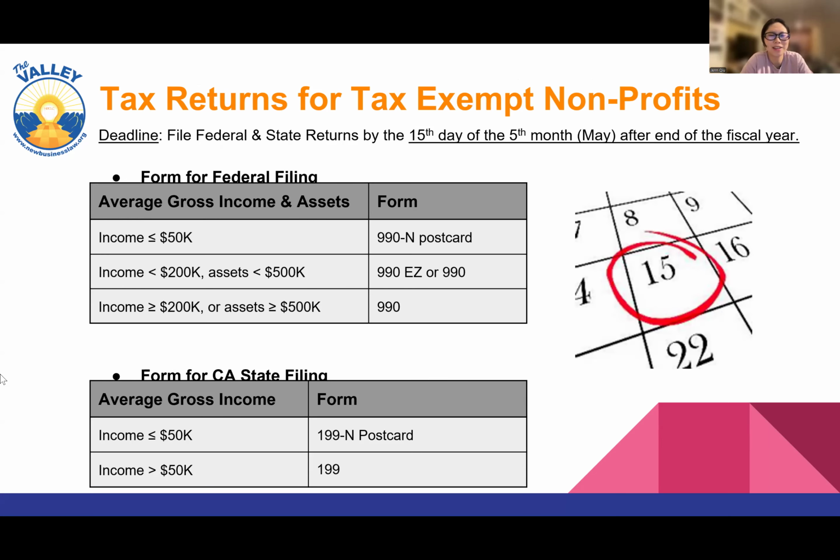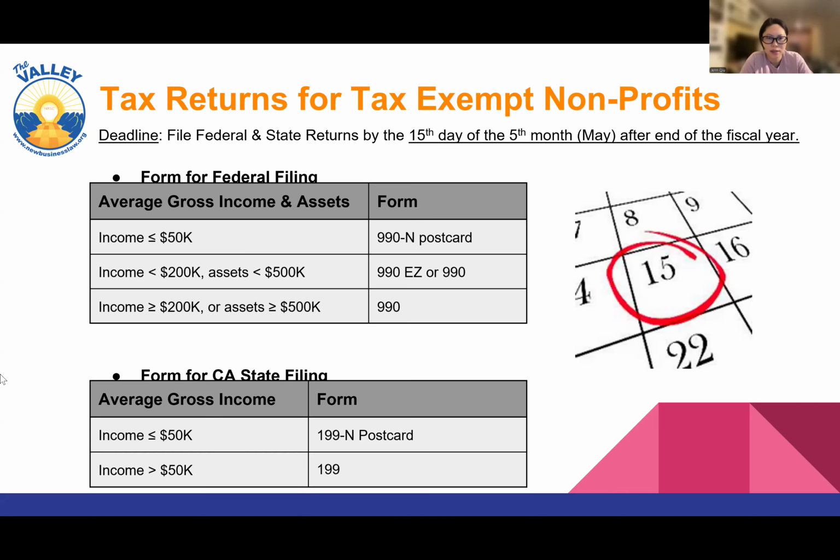I think the biggest takeaway from this slide is you will need to do the tax returns even if you didn't make any money. Absolutely. And then it's due by May 15th after the end of the fiscal year. You will just fill out the corresponding form based on your income bracket. So for the federal filings, the forms are called 990-N or 990-EZ. It depends on your nonprofit income and assets.